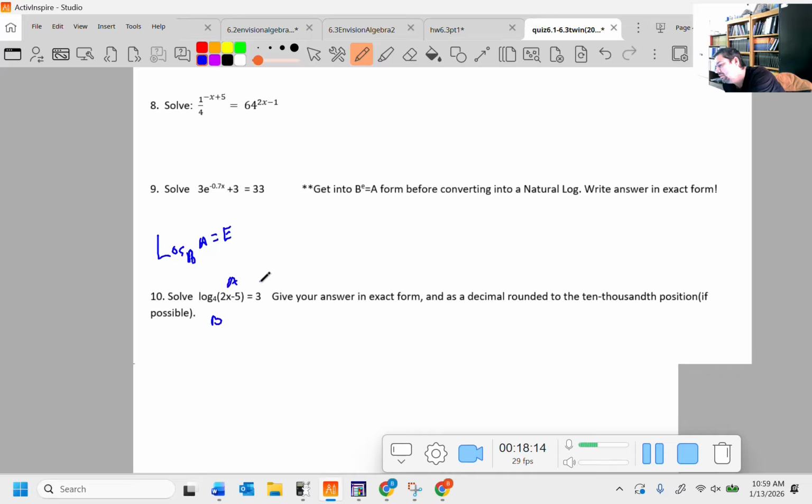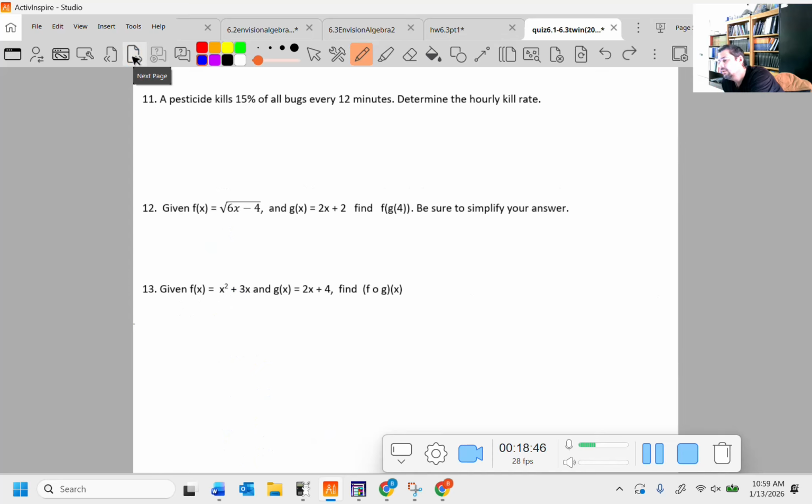Base, argument, exponent. 4 cubed must equal 2x minus 5. 4 cubed has always been 64. We're going to add 5 to both sides. 69 is twice x. And then that makes x 69 over 2. Now, 69 halves is not a decimal that you can round to the 4th decimal place. 69 over 2 is literally 34.5. Easy peasy, lemon squeezy. And yeah, I'm going to stop there for right now. Maybe I can do some more tomorrow.